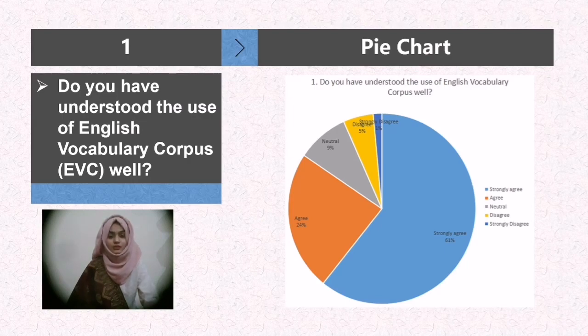As we have already discussed, there were 13 questions in the questionnaire. I am representing those responses with the help of pie charts, and I'm explaining them as well. The first question was, do you understand the use of the English Vocabulary Corpus well? The question was asked to analyze the understanding of participants about EVC. The answer was also important for the reliability and validity of the English Vocabulary Corpus. The responses were: 61 students strongly agree, 24 agree, 9 neutral, 5 disagree, and 1 strongly disagree. This shows that most of the people understood the use of EVC, and it can be said that the results generated are from a class of students who were aware of what was asked.